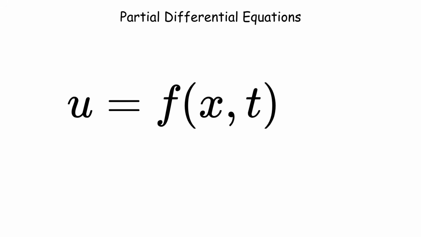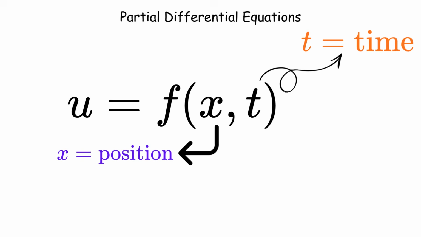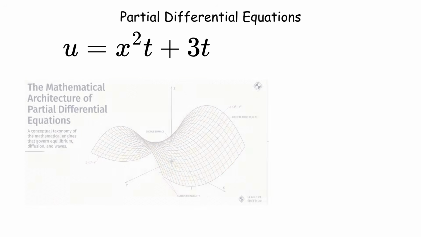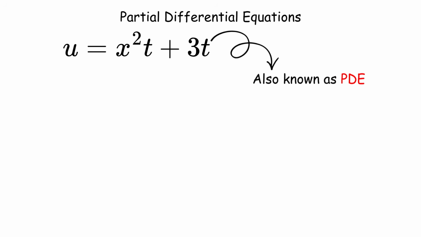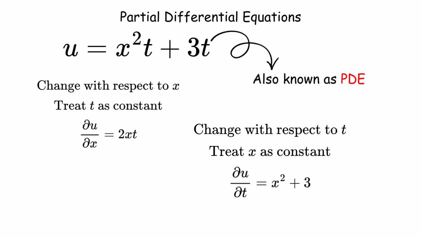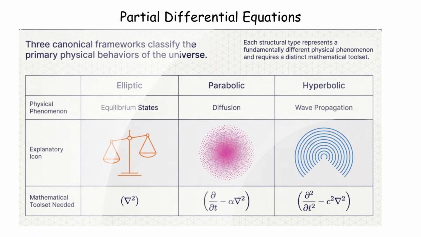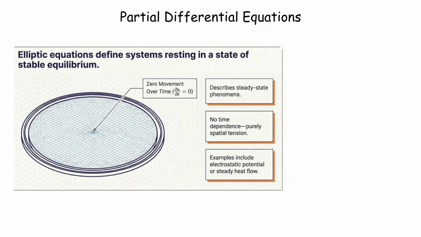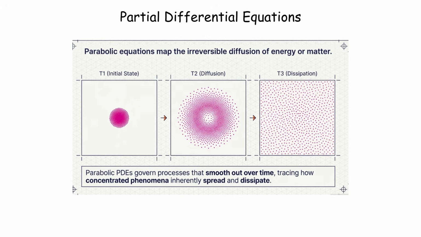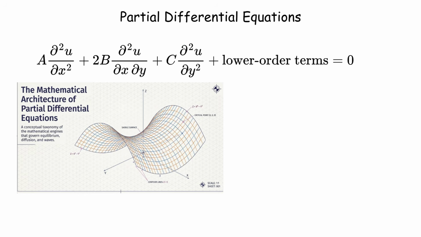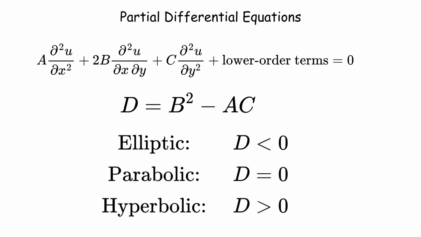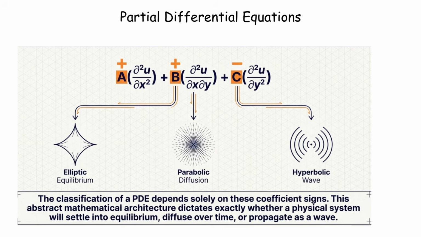When a function depends on more than one variable, say both position and time, ordinary derivatives are no longer sufficient. Partial differential equations, or PDEs, involve partial derivatives with respect to several independent variables. They are dramatically harder than ODEs, so hard that most PDEs arising in physics have no closed-form solution and must be solved numerically. The three canonical types, elliptic, parabolic, and hyperbolic, describe three fundamentally different physical phenomena, and each requires different mathematical tools. The classification depends on the signs of the coefficients of the highest order term, and it determines whether the PDE describes equilibrium states, diffusion, or wave propagation.